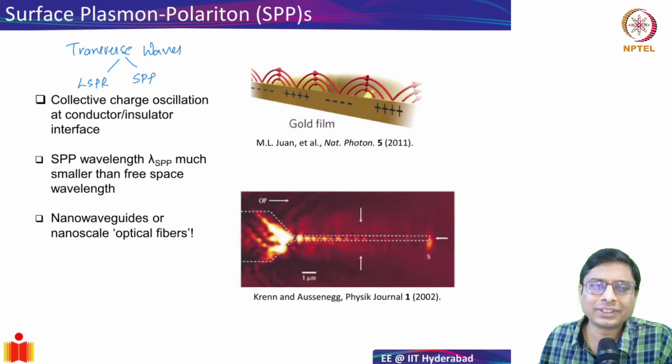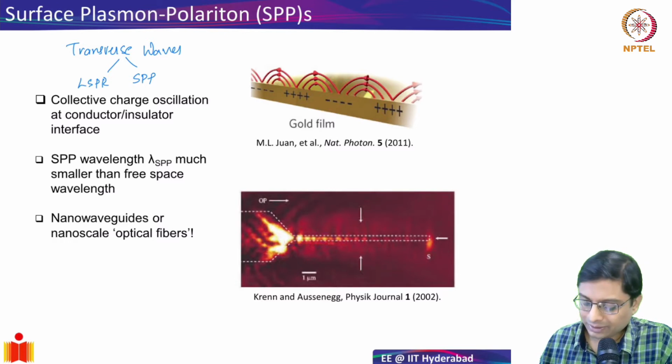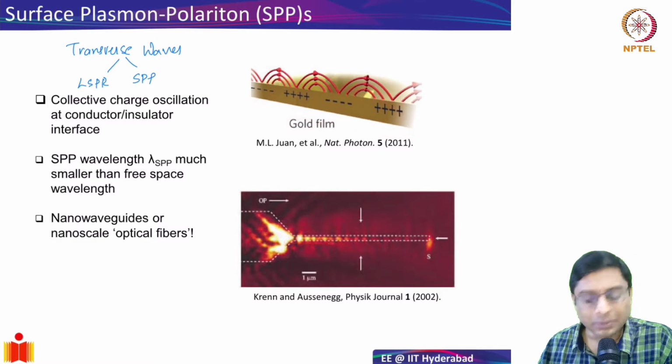So why are these interesting? Well, it turns out that surface plasmon polaritons, SPPs, are essentially charge oscillations at the interface between a metal and a dielectric. For example, here this is a gold film and there is air on top, let's say, and then on the surface you can have these charge oscillations which can propagate on the surface.